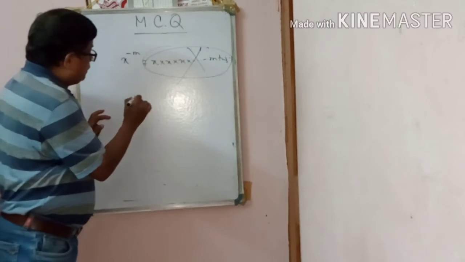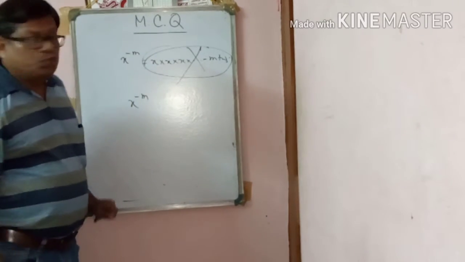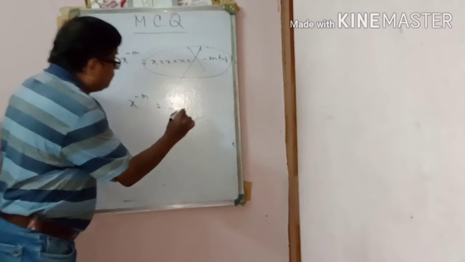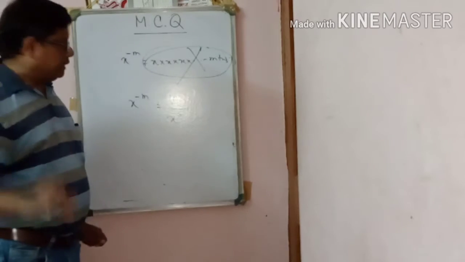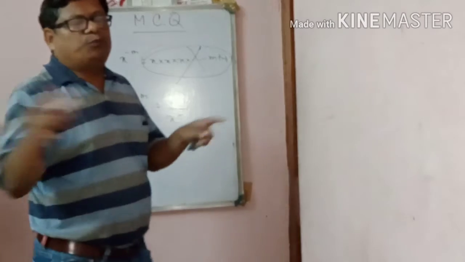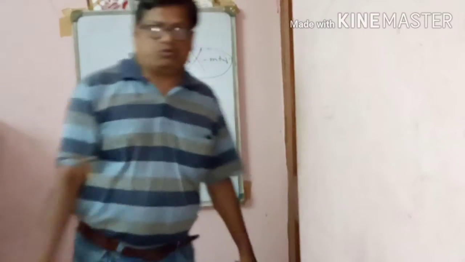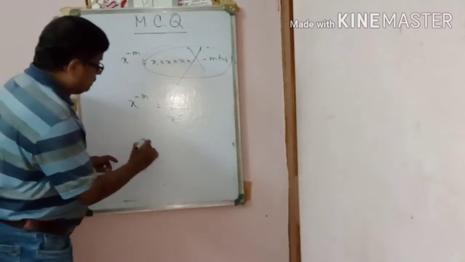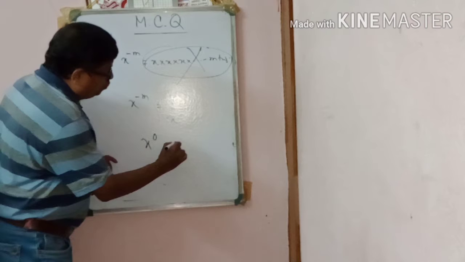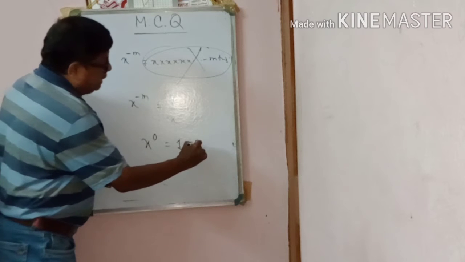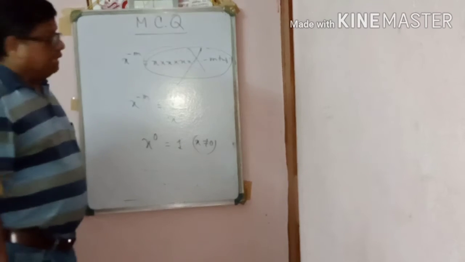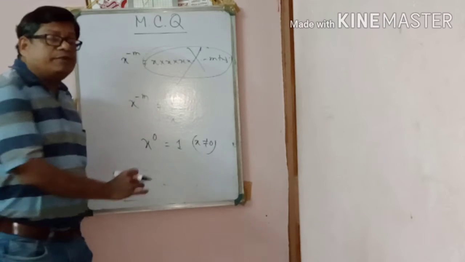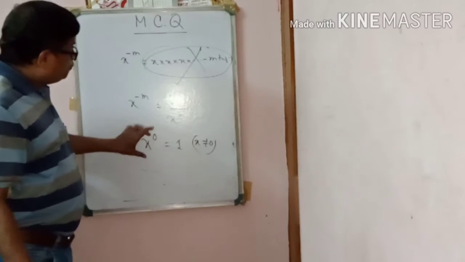Listen now. x to the power minus m we can write as 1 upon x to the power m. How? Look at it. All of you know x to the power 0, as a definition, we are using equal to 1 when x is not equal to 0. This is a definition. We cannot prove this part either.